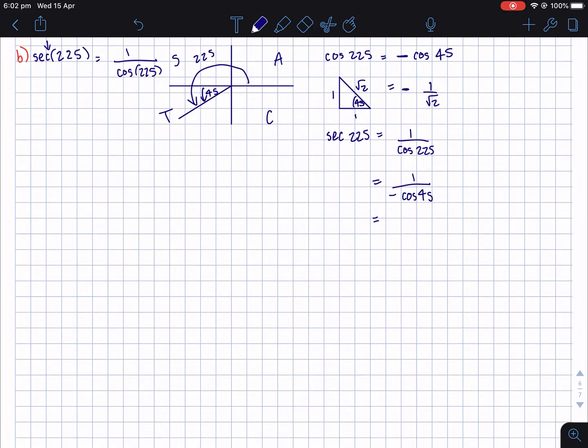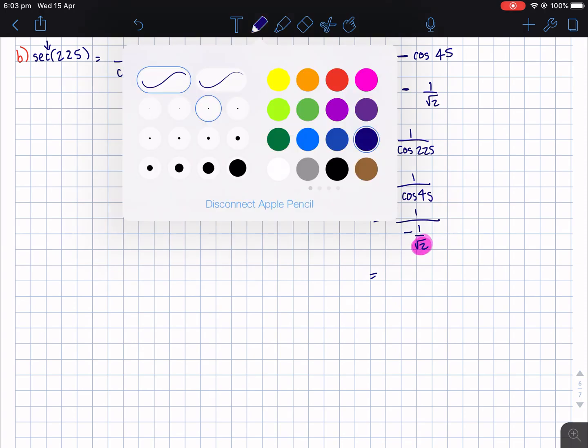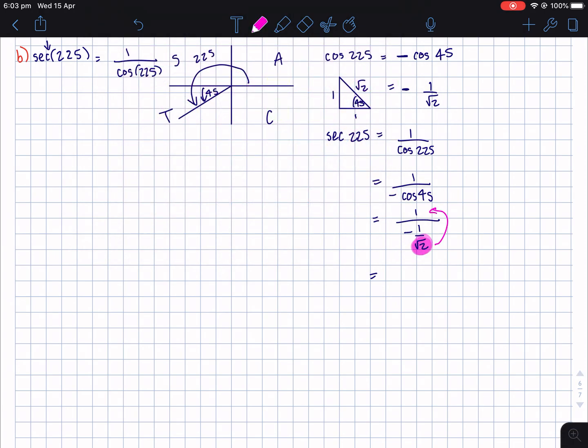which equals 1 on minus 1 on root 2, which equals, don't forget, whenever you have a fraction on the bottom, the bottom thing can join the top. That's a nice shortcut that I want you to learn if you haven't figured that one out by now. That means we've got minus root 2 over 1. Well, technically it's root 2 over minus 1. Like, why would you bother having the minus on the bottom though? Minus root 2.